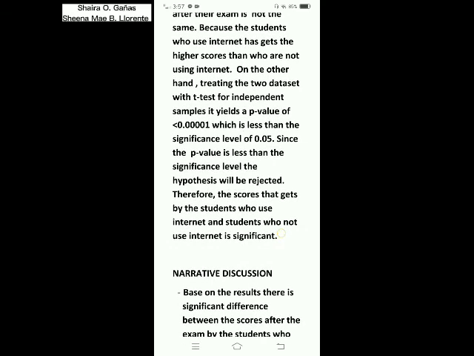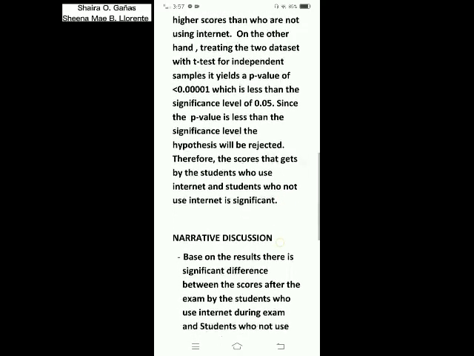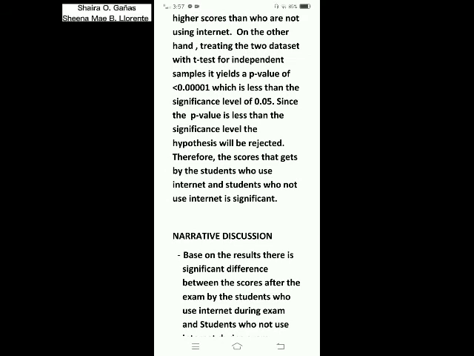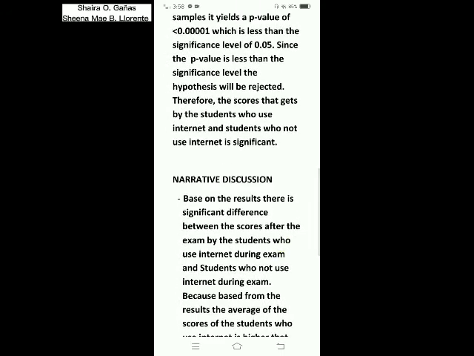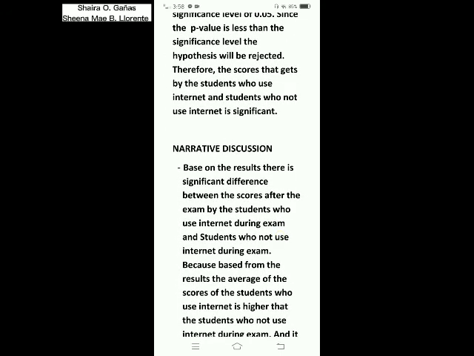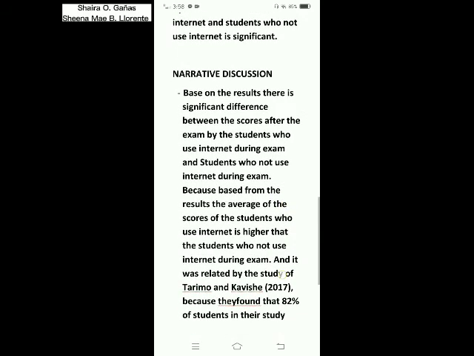Next, the implication of the results, which is the narrative discussion. Based on the result, there is significant difference between the scores after exam by the students who use internet during exam and students who not use internet during exam. Because based from the results, the average of the scores of the students who use internet is higher than the students who not use internet during exam.